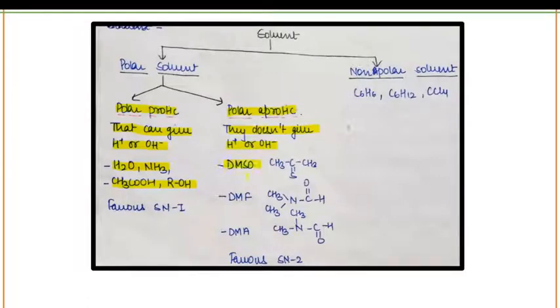For example, DMSO, DMF and DMA. These three examples are very important, guys. These three examples will help you to solve many questions. Next is non-polar solvent. When you talk about non-polar solvents, the examples are C6H6, C6H12 and CCl4.